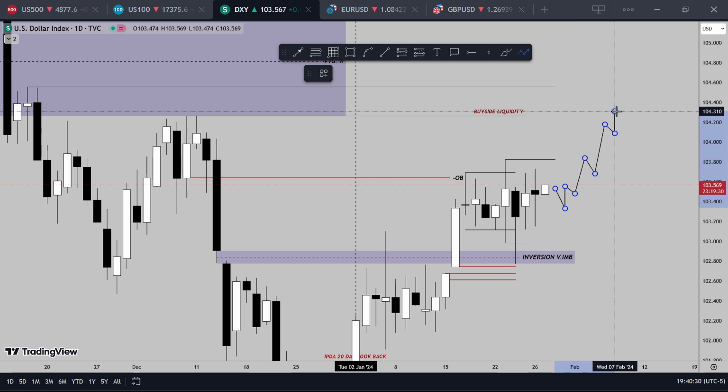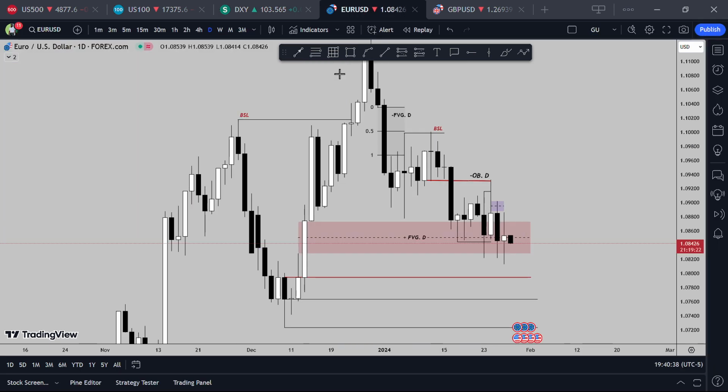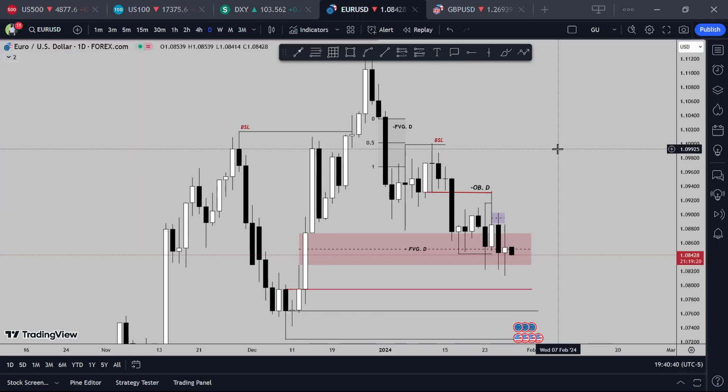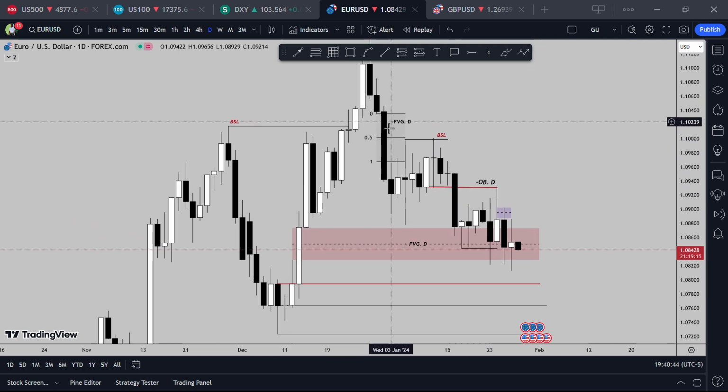Okay. So if I'm bullish on the dollar index, it means I'm bearish on the Euro USD. So let's quickly look at Euro USD. This is Euro USD on the daily chart, and you can see that since January, price has been bearish, respecting bearish order flow. You can see we broke down aggressively here, disrespected this bullish order block, created a bearish fair value gap, came into it, and sold off aggressively.